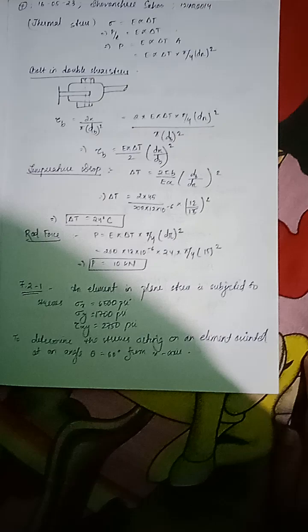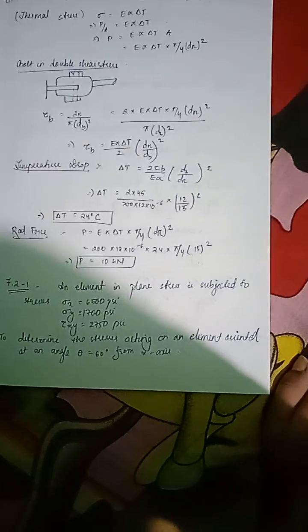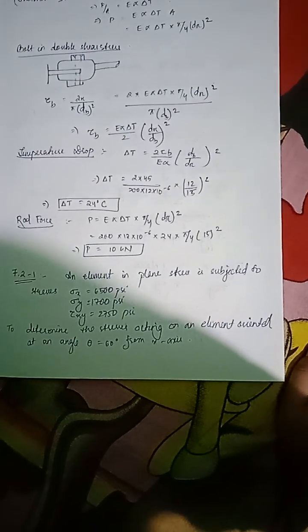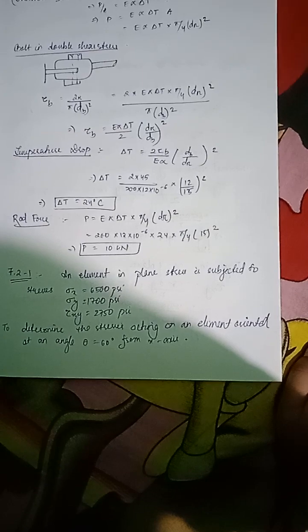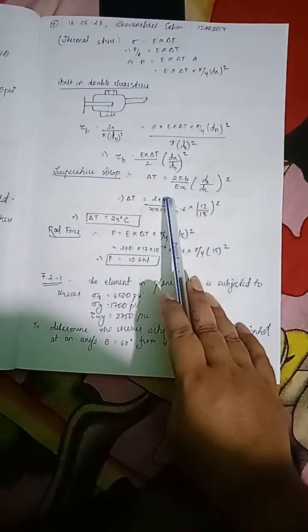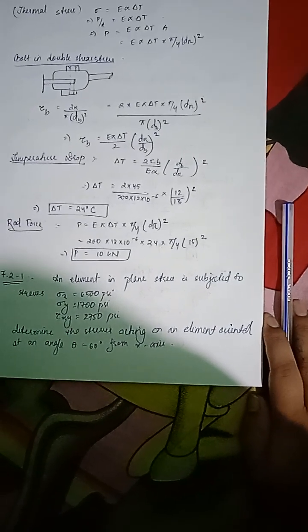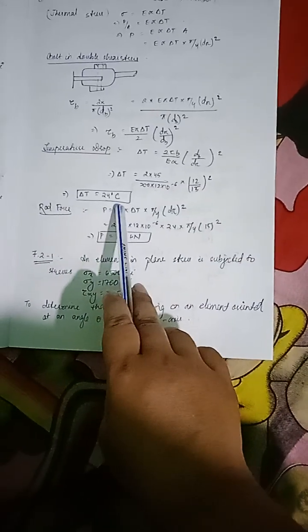So P is equal to E alpha delta T into pi by 4 dr square. The bolt is in double shear, hence tau b is equal to 2P by pi dB square, which is equal to 2 into E alpha delta T into pi by 4 dr square by pi dB square. So tau b is equal to E alpha delta T by 2 into dr square by dB square. So the temperature drop delta T is equal to 2 tau b by E alpha into (dB by dr) whole square. When putting the values, we get delta T is equal to 24 degrees Celsius.